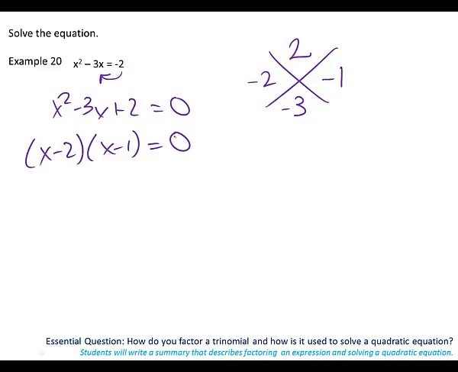You guys, you can always use the box even without the leading coefficient. It's just way more work. Okay? So if you can recognize when there's a lead and when there's not, that saves you time. Okay? All right. What property do we need to use?